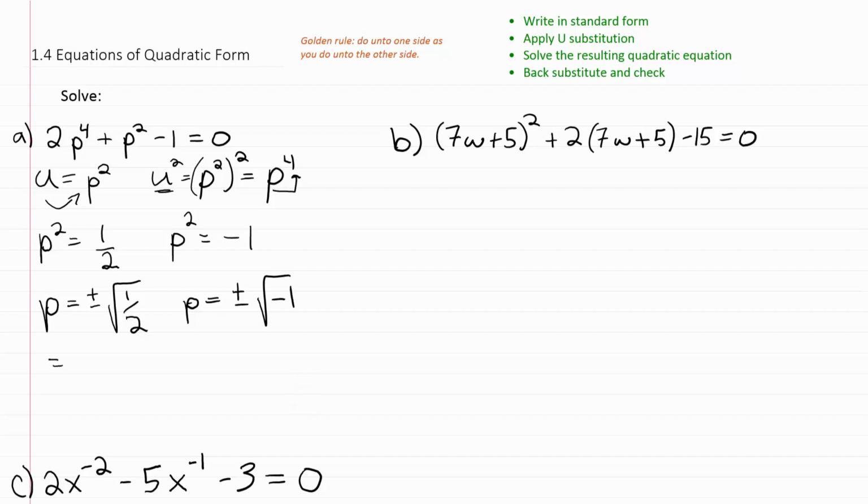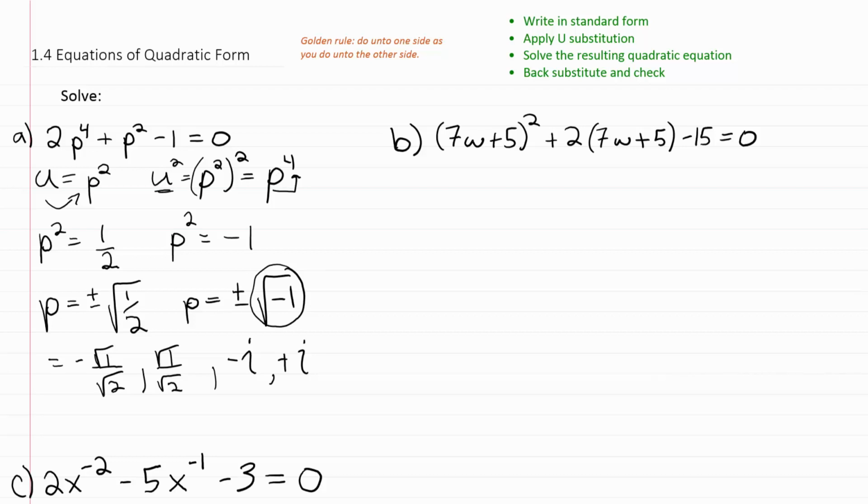Now the first answer would be, of course, negative square root of 1 over square root of 2. The second answer would be positive square root of 1 over square root of 2. And for the third answer, we're going to have minus i, and the fourth answer plus i, right? Because the square root of negative 1, remember, is i. All right, we're almost finished. There's just one thing that we need to do.